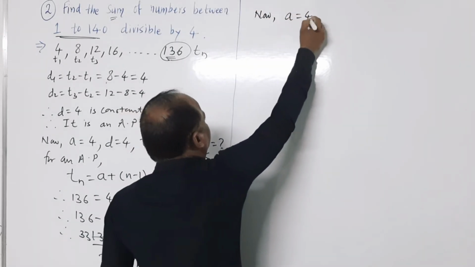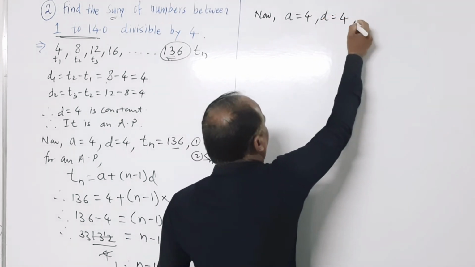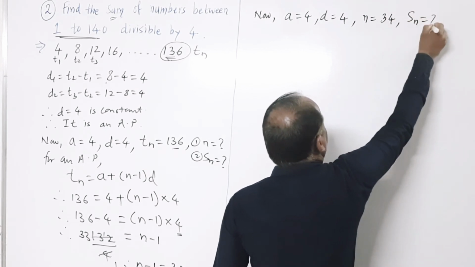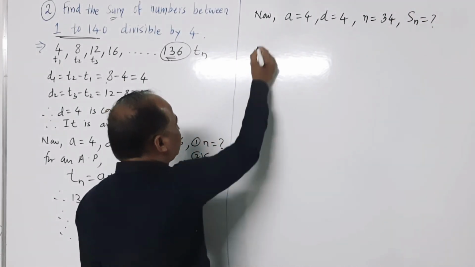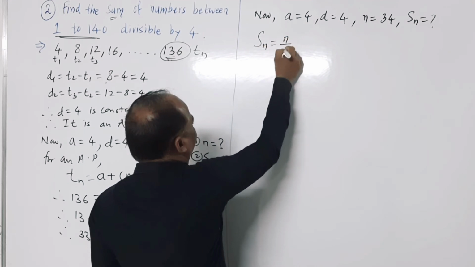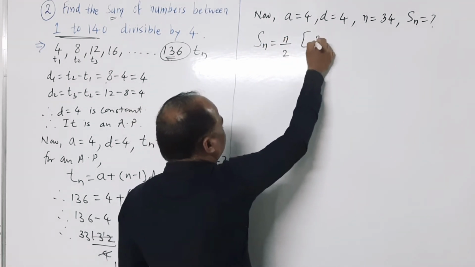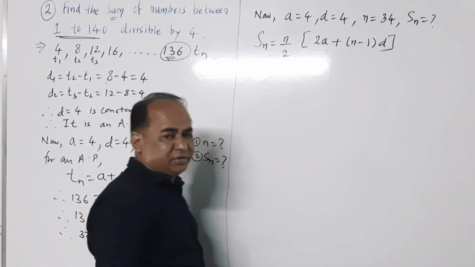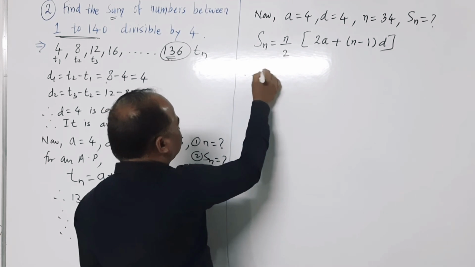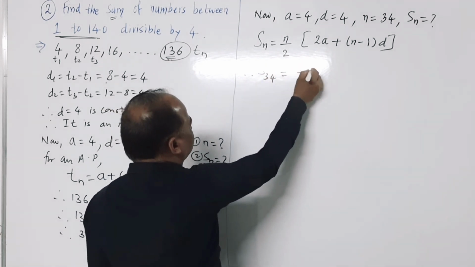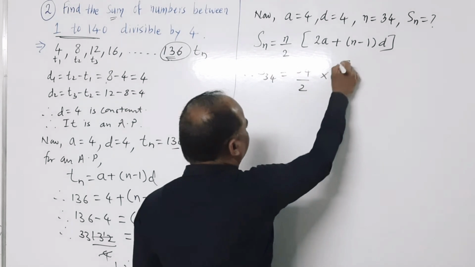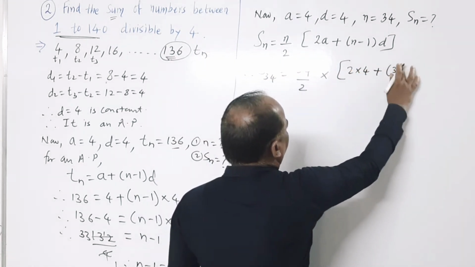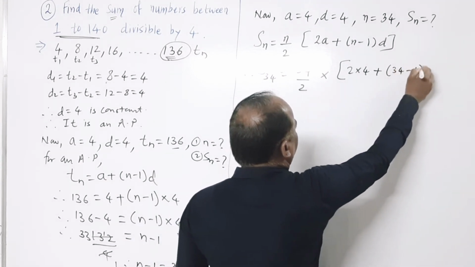A is equal to 4, D is also 4, n is equal to 34. We have to find Sn. So the sum of n terms, Sn, is equal to n upon 2 bracket 2a plus n minus 1 into D. Therefore, S34 is equal to 34 upon 2 into 2a, 2 into 4 plus 34 minus 1 into D.